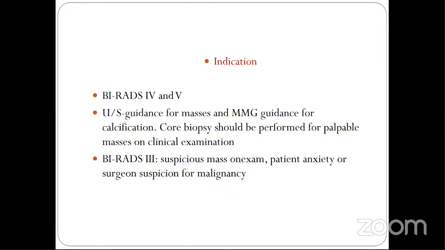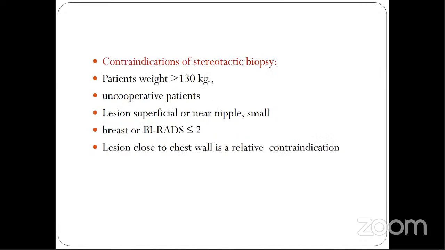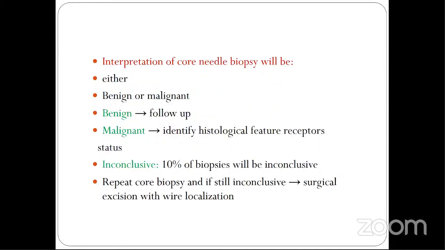Do we have contraindications for stereotactic biopsy? Yes. In an obese patient more than 130 kilograms, if the patient is non-cooperative, or if the lesion is superficial or small, or the classification is 2 or less. A lesion close to the chest wall is a relative contraindication. You can do it or you cannot, no problem.